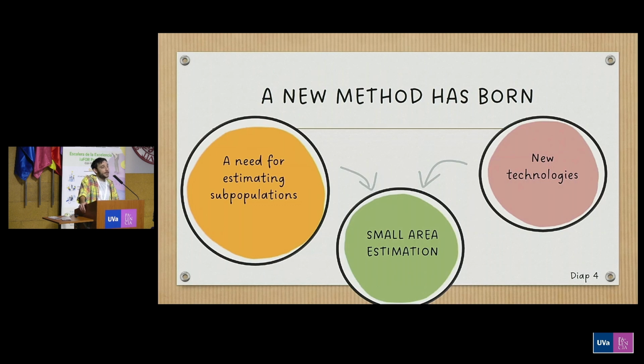Small area estimation is a set of methods, in fact, that were born in the 80s, but has started to be widely used in forestry, especially since 2011, more or less, partly due to the emergence of new technologies, mainly remote sensing, and partly due to the need for estimating subpopulations. That is something that we frequently do in forestry.